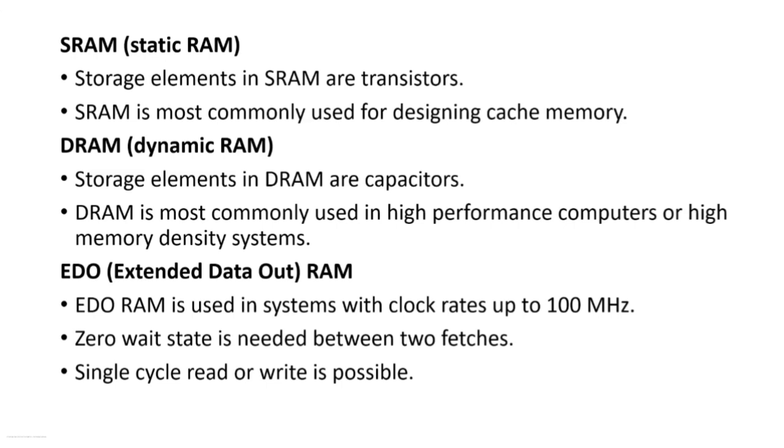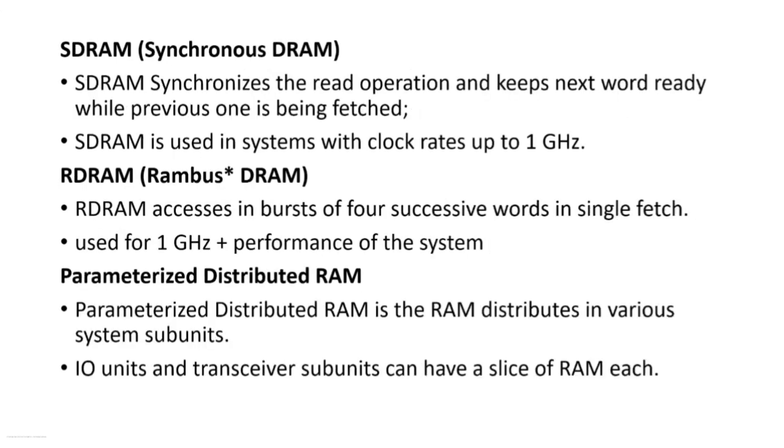Next one, extended data out RAM, that is EDO. EDO is used in systems with clock rate up to 100 megahertz. Zero wait state is needed between two fetches. Then a single cycle read or write is possible. So in a single cycle, the read operation or the write operation is completely done. That is another classification of RAM, extended data out RAM.